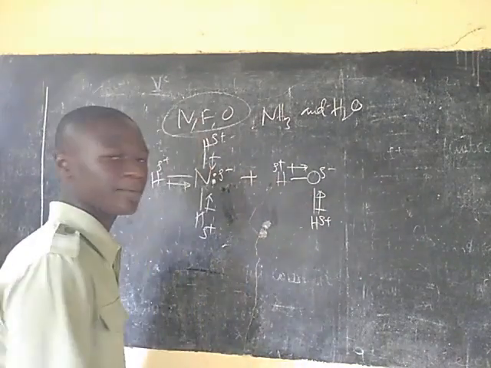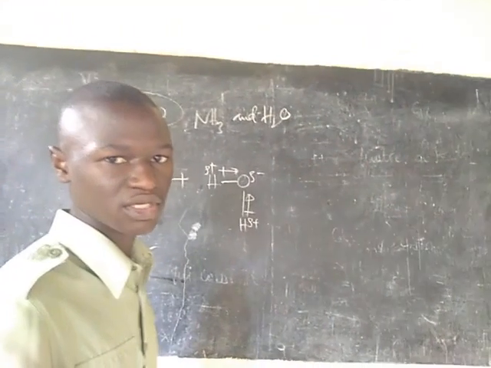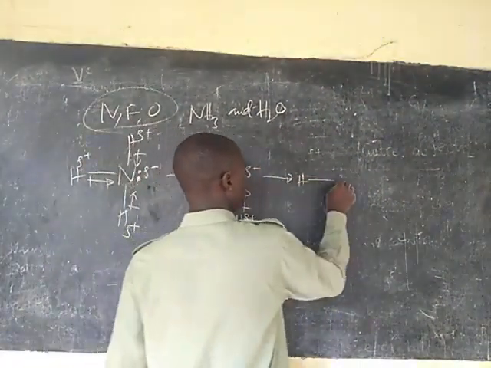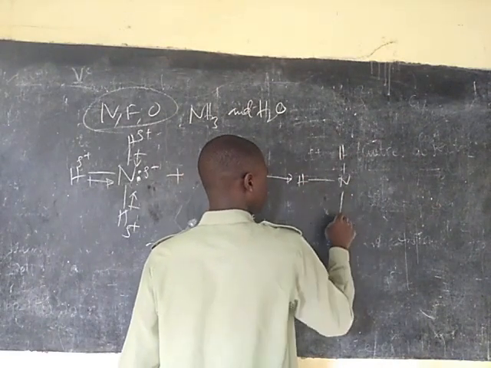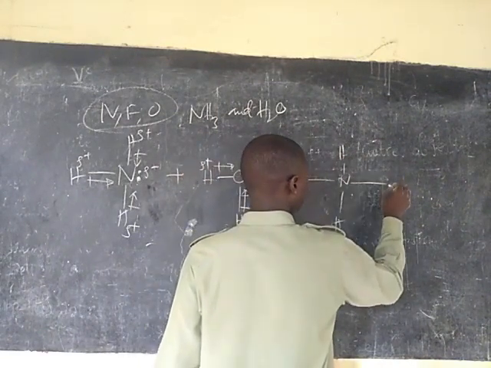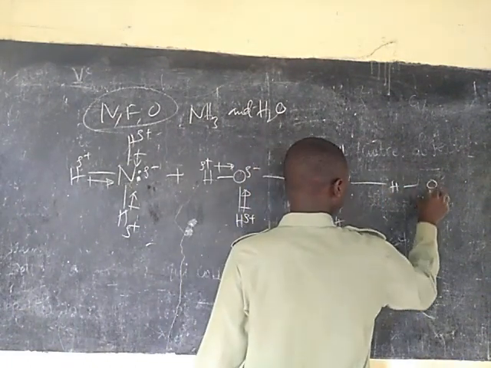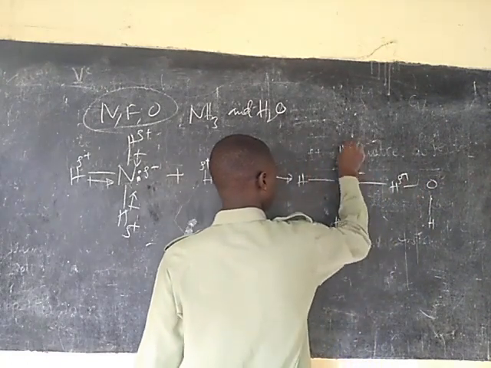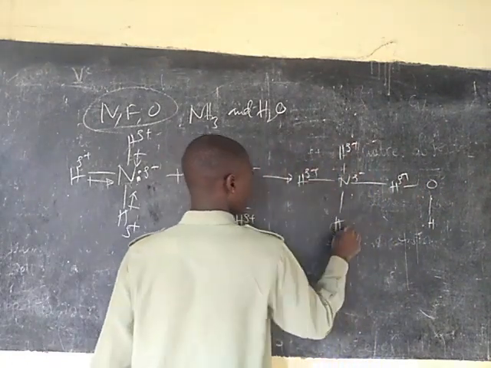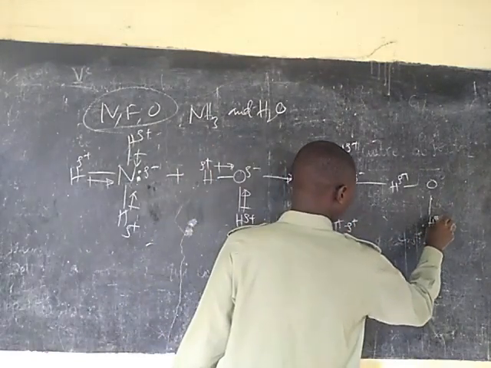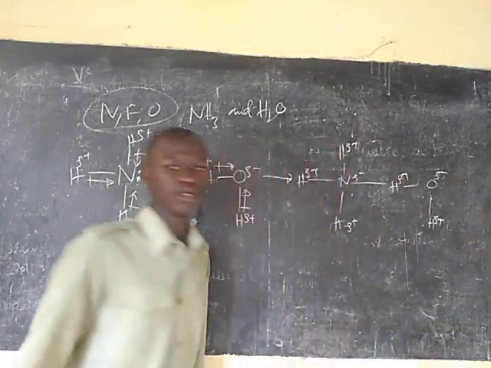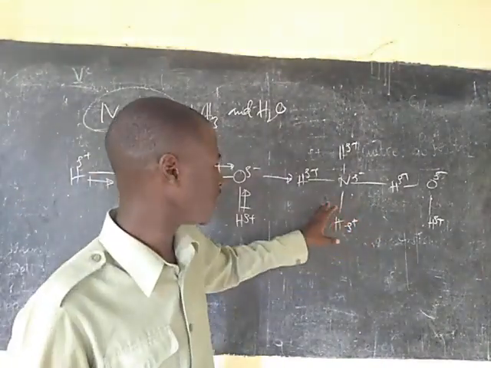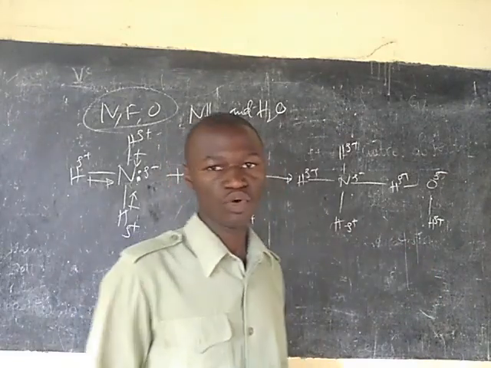So as a result, the resulting molecule will be seen as hydrogen, then nitrogen, hydrogen, then hydrogen, and then here we shall have oxygen, and here is hydrogen. Here is a positive charge, here is a negative charge, here is positive, here is positive, and here is negative. This is what happens when ammonia combines with water.